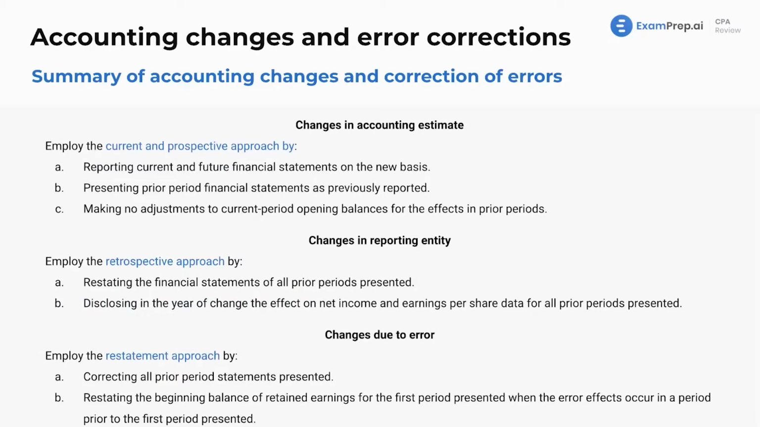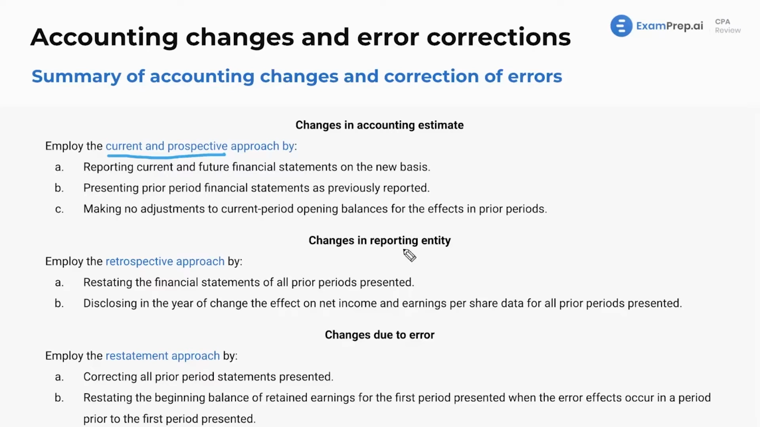Now let's wrap up the last 3. Changes in accounting estimate: well, employ the current and prospective approach, meaning in the current period and going forward, by reporting current and future financial statements on the new basis. Present prior period financial statements as previously reported, so you don't affect prior periods, and make no adjustments to current period opening balances for the effects in prior periods, meaning January 1st balances stay the same because there were no changes to the prior periods.